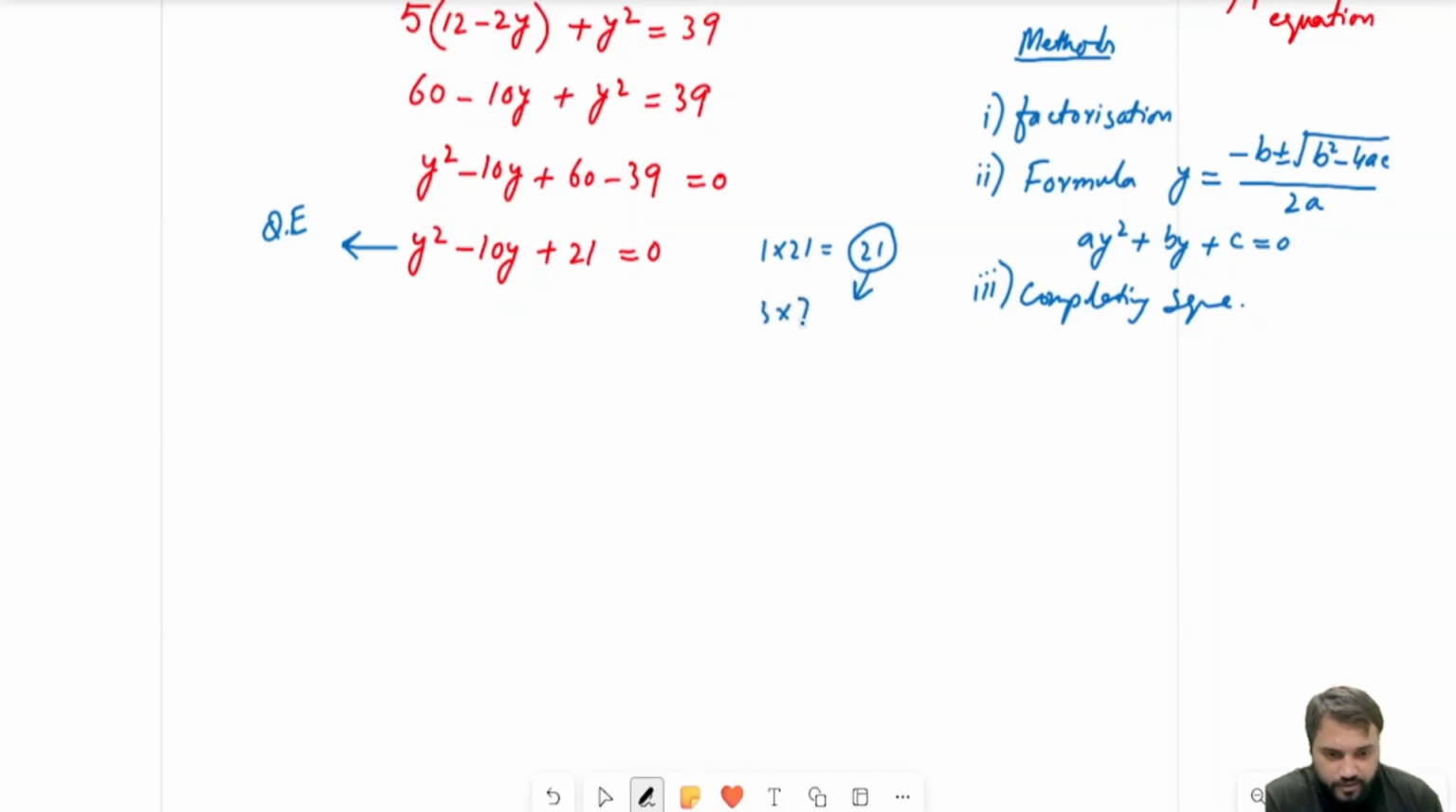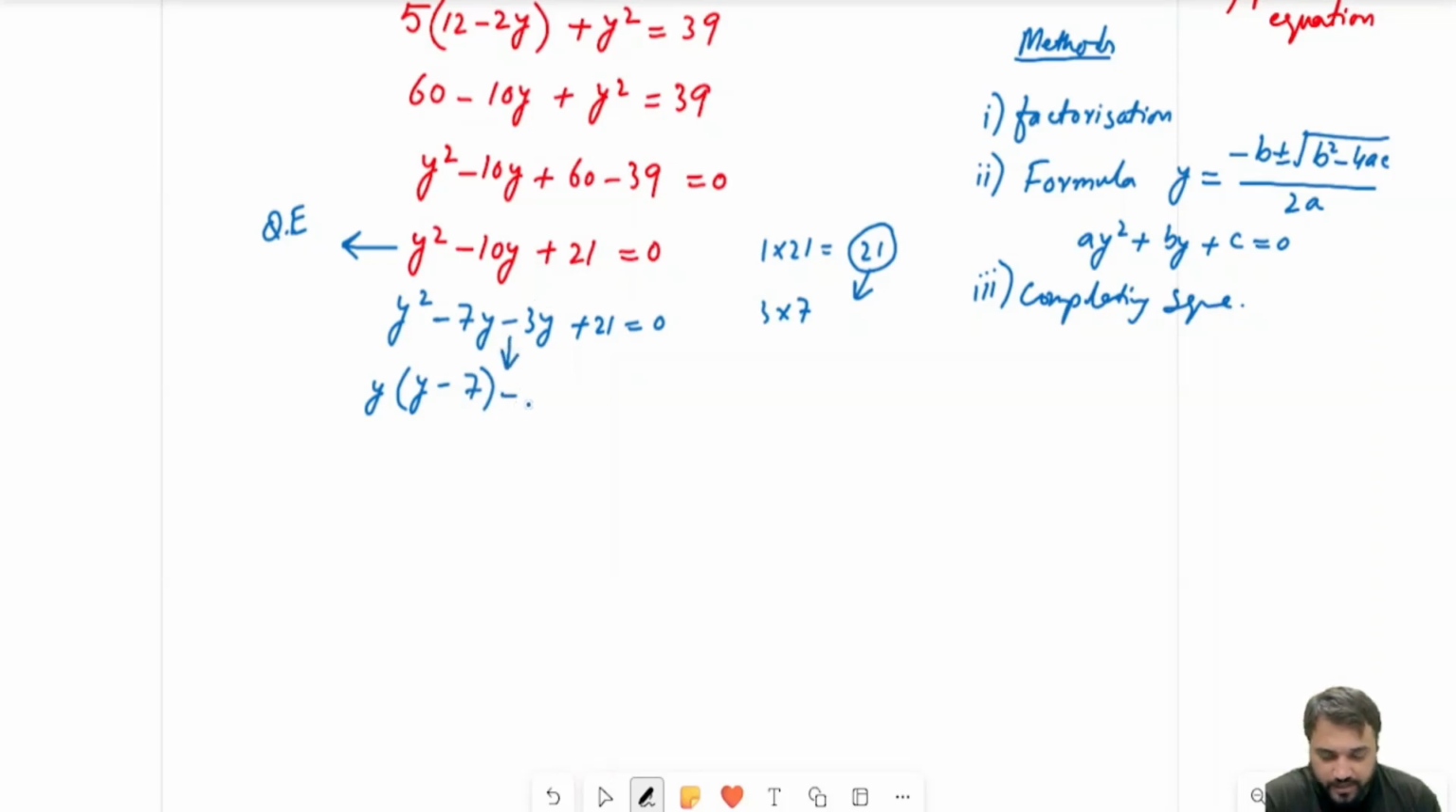3 times 7 is 21, or 7 times 3 is 21. What else? This is the factor. If we add them, we get the middle term, that is minus 10. So this is our factor: y square minus 7y minus 3y plus 21 is equal to 0. Whenever we have 4 terms, we take common from the first 2 terms and then the second 2 terms. What is common between the first 2 terms? The answer is y. We are left with y minus 7. The sign of the third term should be written here.